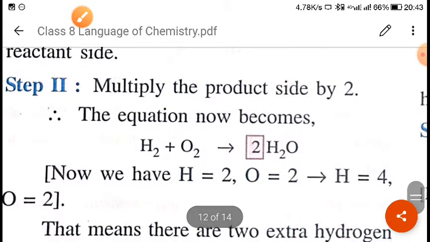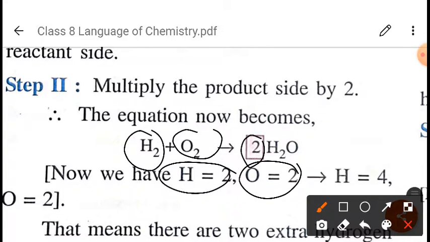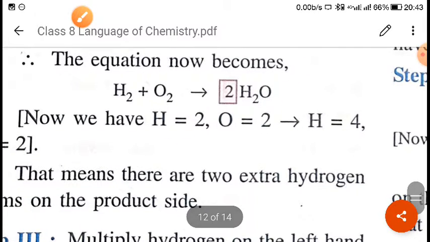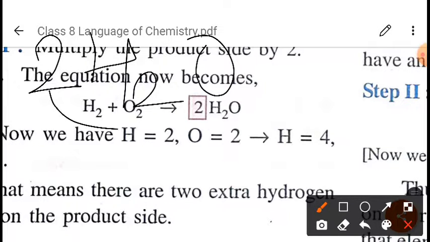So now what we will do, we will multiply the product side by 2. When we multiply the product side with 2, here hydrogen is 2, here oxygen is 2. Now in the product side the hydrogen will become 4, because this 2 is for this also, and this 2 is for this also. Already 2 is here, so this 2 will be multiplied with this 2, right? Always remember it like this. If we are writing 2H2O, it means this 2 will multiply for this, and this 2 will be for this.